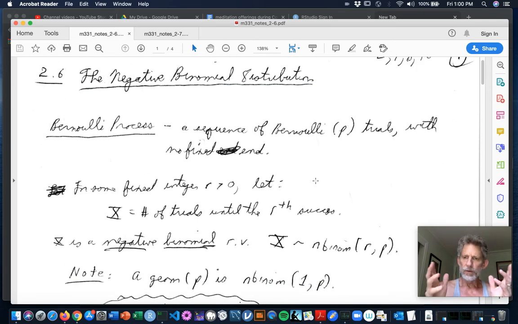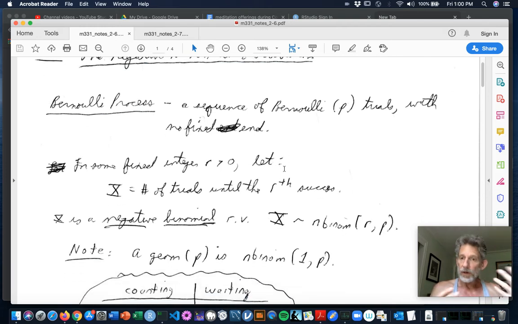First of all, I want to introduce you to a concept that we've been gravitating towards over the last few sessions, the concept of a Bernoulli process. A Bernoulli process is just a sequence of Bernoulli trials, all with the same chance of success p, and with no fixed end to these trials. Just keep trying again and again and again. And all the trials are independent.